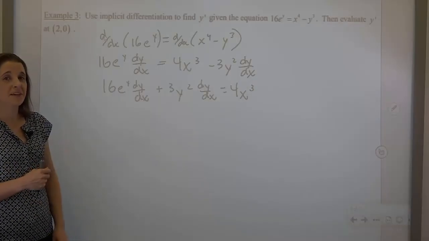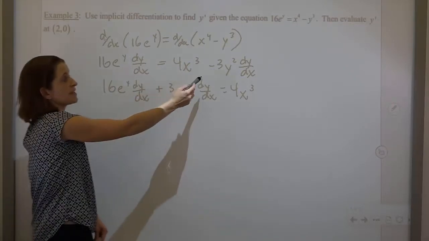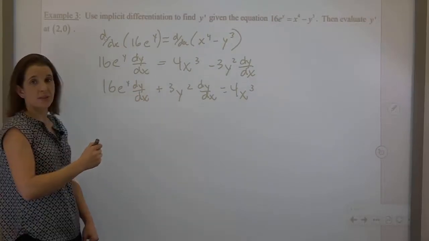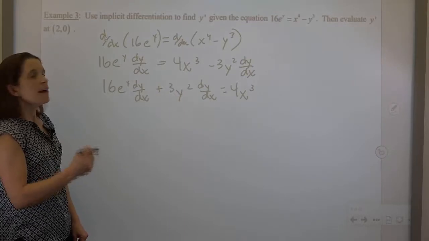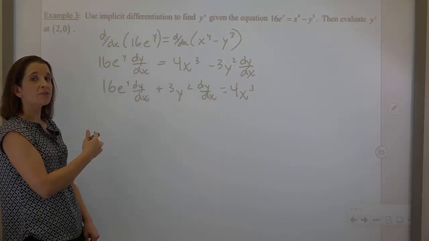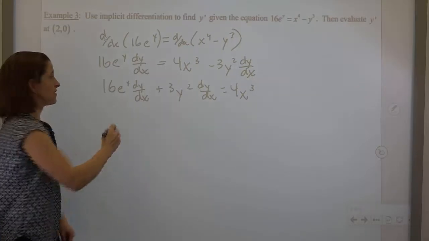So one thing that you're going to have to be careful about when you're doing this is those sign changes. Since that was a negative 3y squared, then of course when I move it over, I will be adding the 3y squared dy dx to both sides. So that's a place for easy mistakes that you should keep an eye on. Now that I have all my dy dx terms on the same side, I will factor out that common factor dy dx, and then in the next step divide.